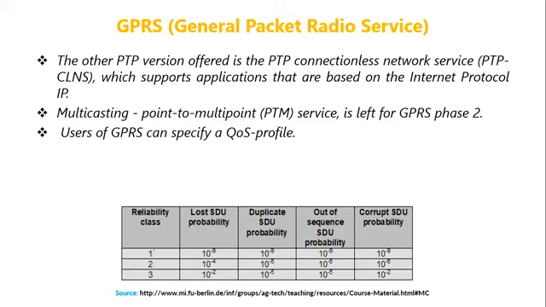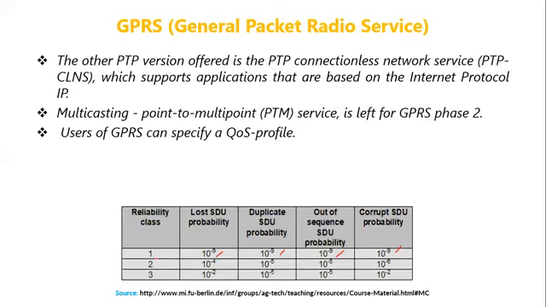For reliability class 1, the probability of an SDU getting lost is 10 to the power minus 9. The probability of a duplicate SDU is also 10 to the power minus 9. Out of sequence is also 10 to the power minus 9, and a corrupt packet is also 10 to the power minus 9. Whether lost, duplicate, out of sequence or corrupt, all these are very, very low, because the application itself cannot correct errors. So in that case, reliability class 1 will be used.